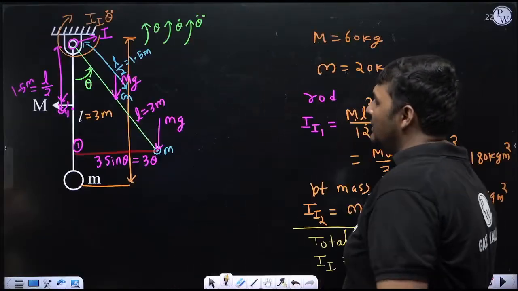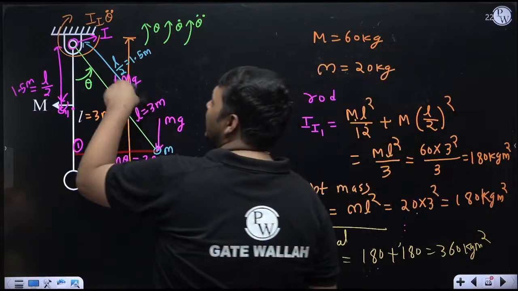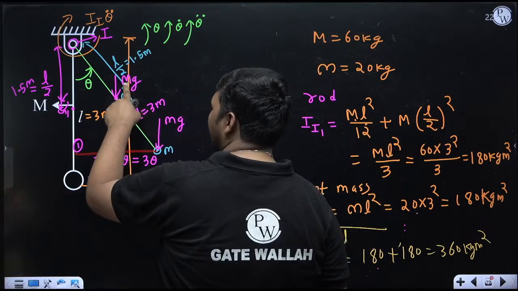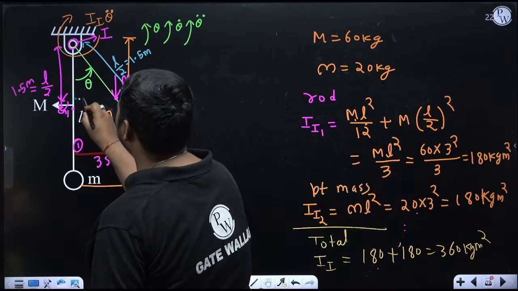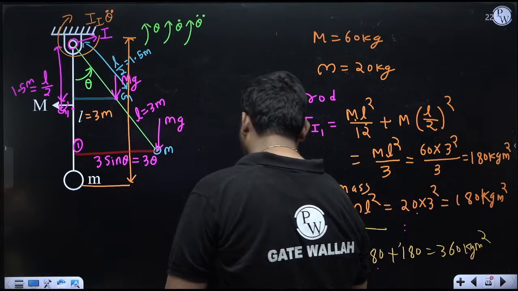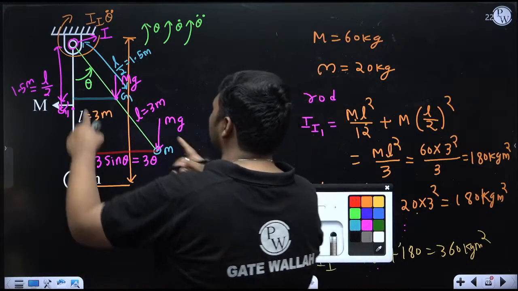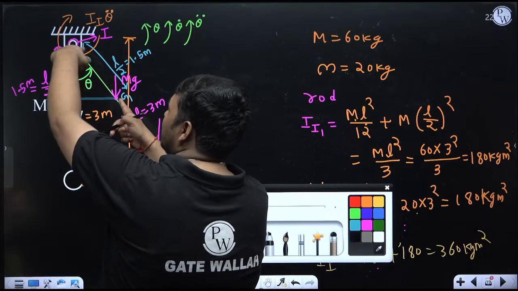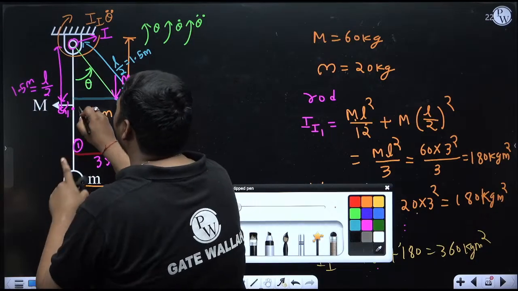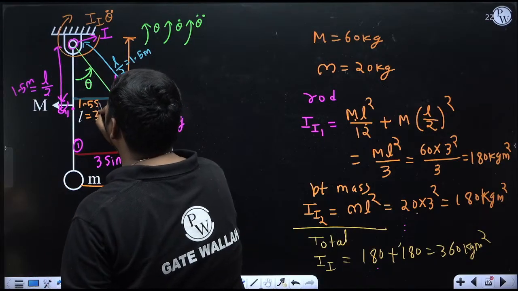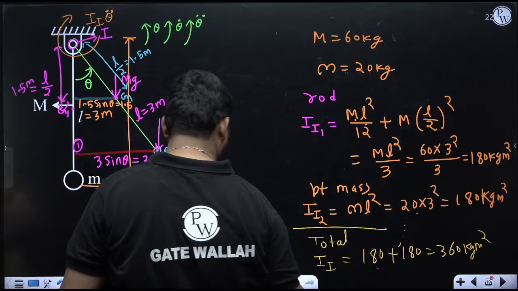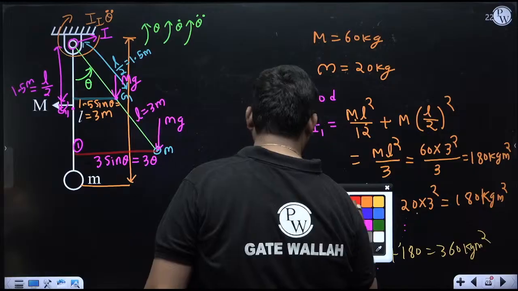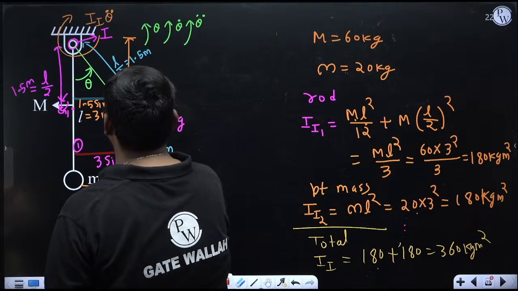Now moment due to this weight about the I center, so it will be weight, which is capital Mg, into its perpendicular distance from the I center. It is vertical, so we'll find its horizontal distance from the I center, meaning this distance. And what about this distance? See, this is 1.5 meter. This angle is theta, so it will be 1.5 sine theta. But again, for small oscillation, sine theta will be nearly theta, so it will be 1.5 theta.